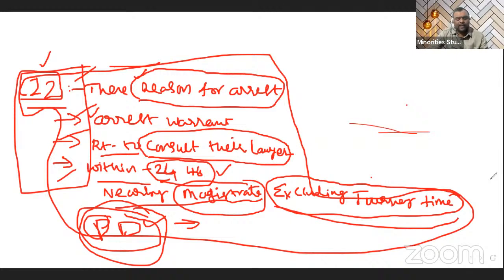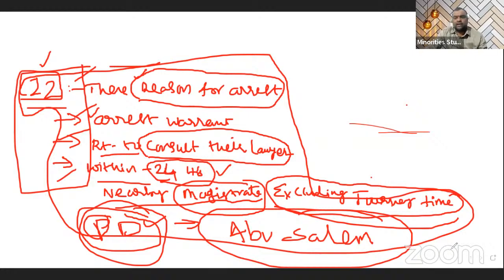And what happened exactly? For example, Abu Salem. You might have heard the name Abu Salem. He was in Portugal. India and Portugal made an extradition treaty. Accused here means one against whom the FIR is booked. After booking the FIR, if the accused went to a foreign country, the best example being Abu Salem in Portugal, India and that country should have an extradition treaty.